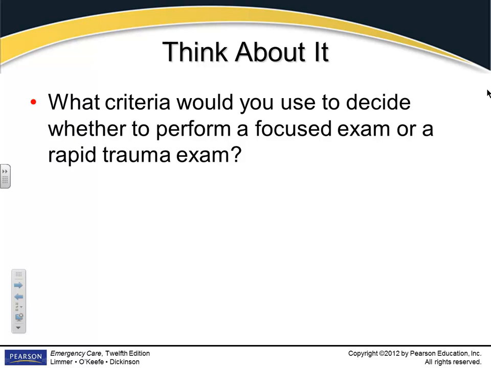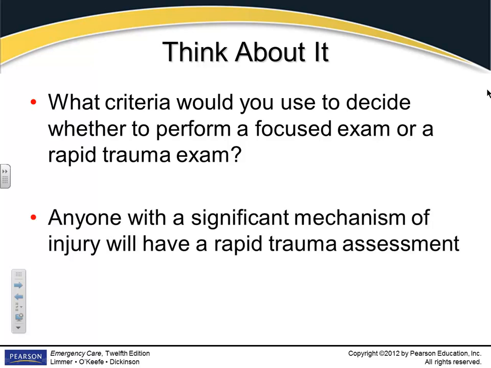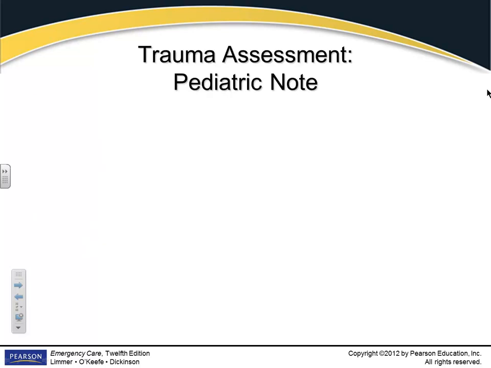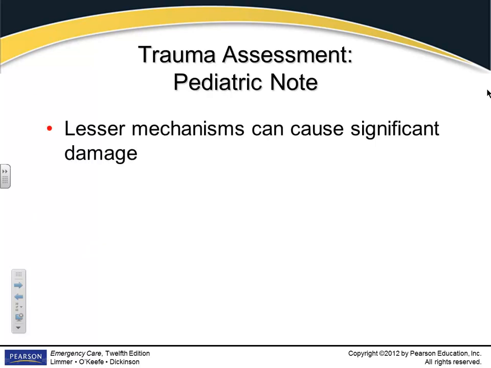Your patient might say, I'm fine, and he might be fine. But if there was enough force exchange that would cause the death of a passenger in the same passenger compartment, then that's a significant mechanism of injury. And you're going to do a rapid trauma exam on that patient, whether he needs it or not. Anyone with a significant mechanism of injury will have a rapid trauma assessment. Okay, kids, just briefly, kids do not require the same force to be injured that we would require. So a lesser mechanism of injury can still cause significant damage.